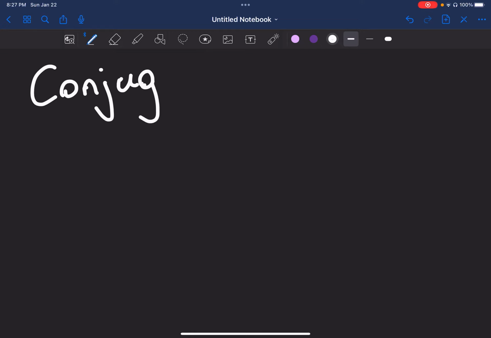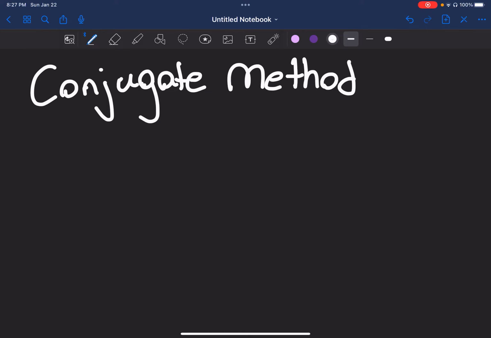So there's one other method that's covered by the CAPE syllabus at least, and it is the conjugate method. Let's write that down here. Conjugate method. So let's say you have the limit as x tends to, let's say, 25.